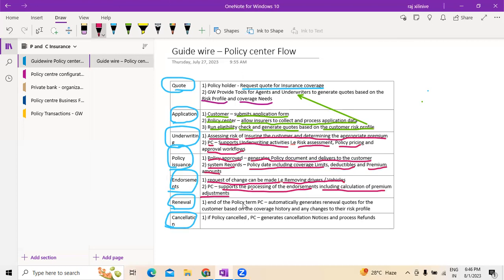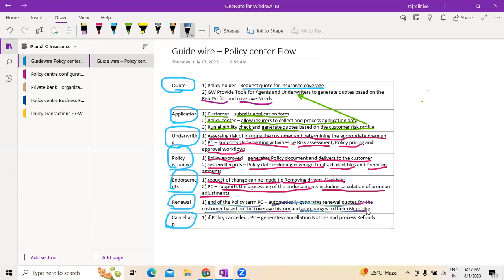Once the endorsement is done, the next is called renewal. At the end of the policy term, Policy Center automatically generates new renewal quotes for the customer based on the coverage history and any changes to their risk profile. Renewal is a continuous process because once a particular time period has lapsed, maybe 1 year they have taken, automatically that will come to the renewal part. In renewal, they will see the coverage history, whether they have claimed anything of that sort.